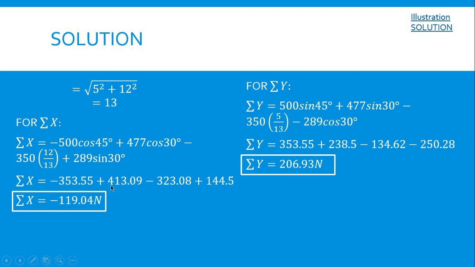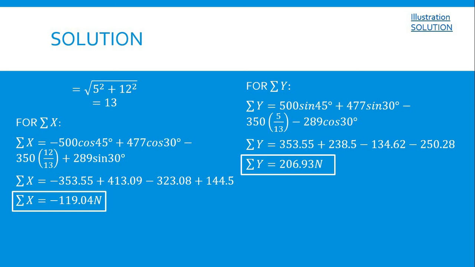353.55 plus 413.09 minus 323.08 plus 144.5. So the total for the summation of x is equal to negative 119.04 Newton. In solving for the summation of y, it is equal to 500 sine 45 plus 477 sine 30 minus 350 times 5 over 13 minus 289 cosine 30.